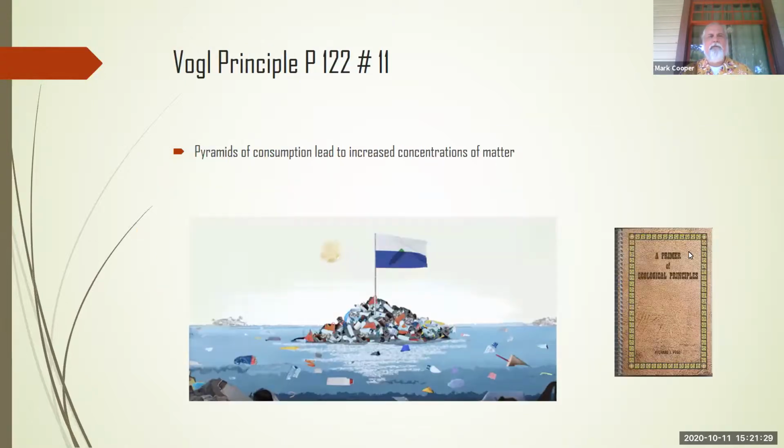And so I want to give you Vogel's principle, page 122, number 11. Pyramids of consumption lead to increased concentrations of matter. As you consume, we're digging stuff up, bringing it to a central point, and then we get this concentration of matter, which we're calling trash. So you are all going to die. I keep saying that, and now you're going to die under a pile of trash.